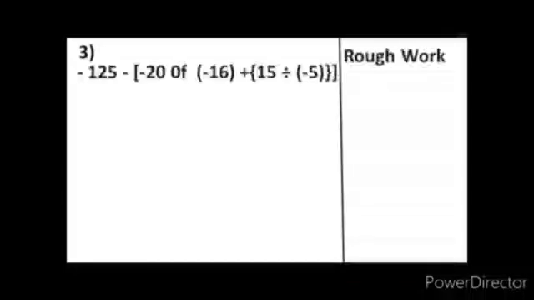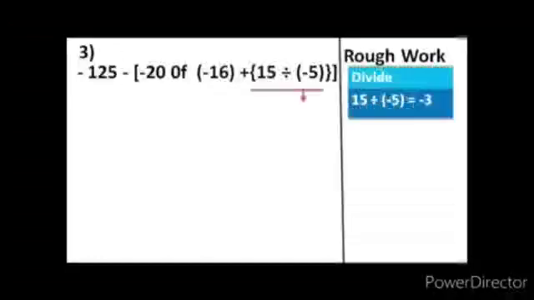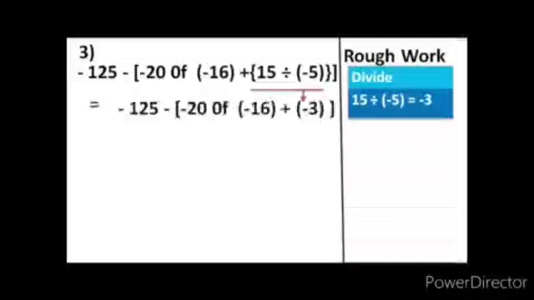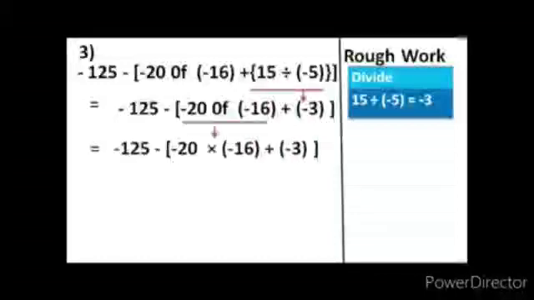Let us take another example. Read the example carefully. You can see we have curly bracket as the innermost bracket. So we will solve it first. 15 divided by minus 5, and what do we get? Yes, it is minus 3. So now our expression is like this. The next thing we do is change of into multiply. We get this expression. Now we will solve the square brackets.